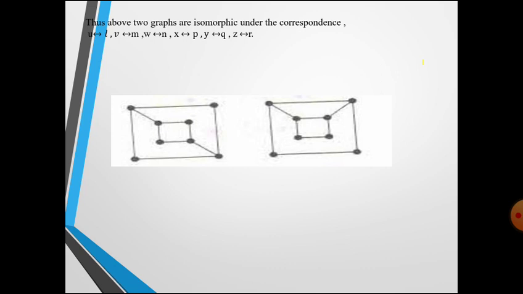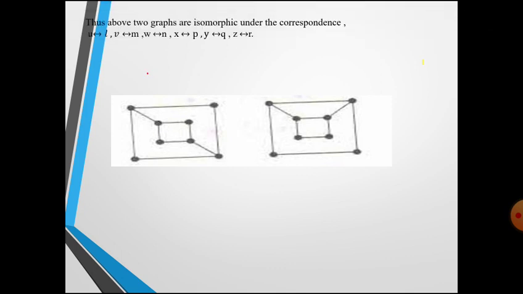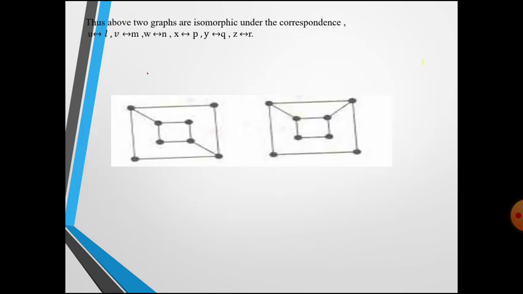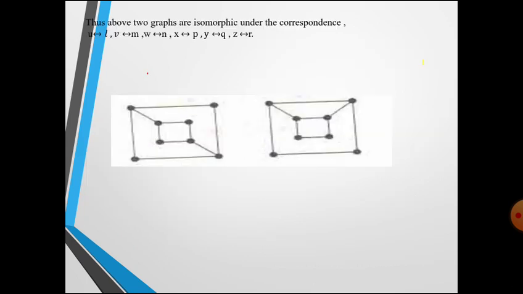And that 1-1 correspondence is U goes to L, V goes to M, W goes to N, X goes to P, Y goes to Q, and Z goes to R. Therefore, for each vertex in graph G1, we have a unique vertex in graph G2, and the adjacency relation is preserved for the edges. Therefore, the graphs G1 and G2 are isomorphic.